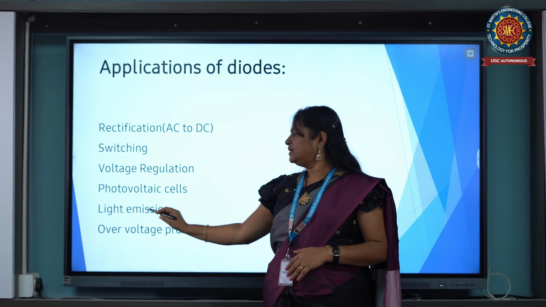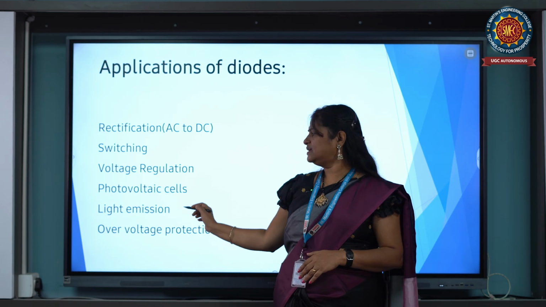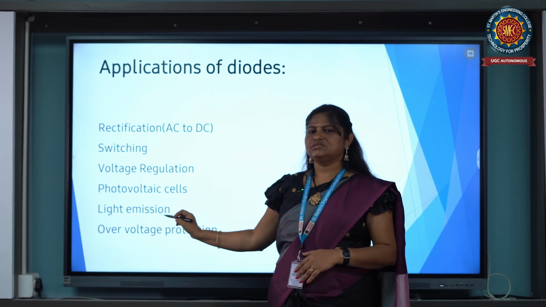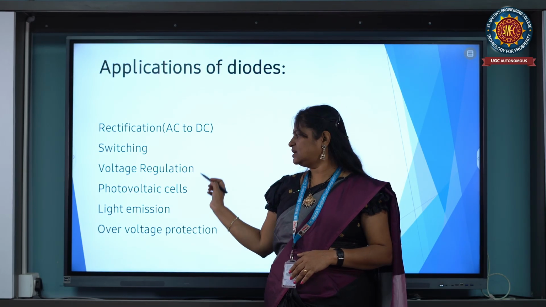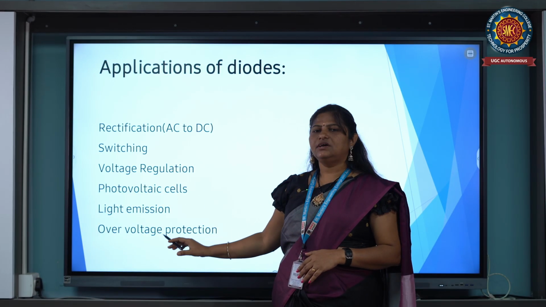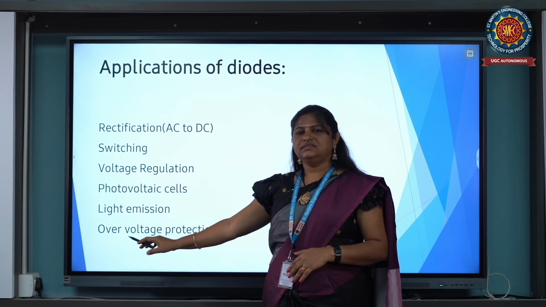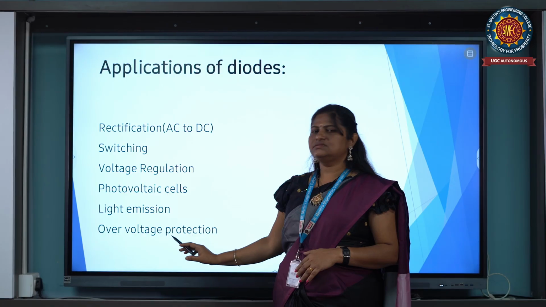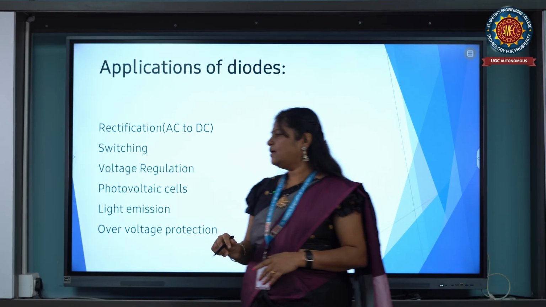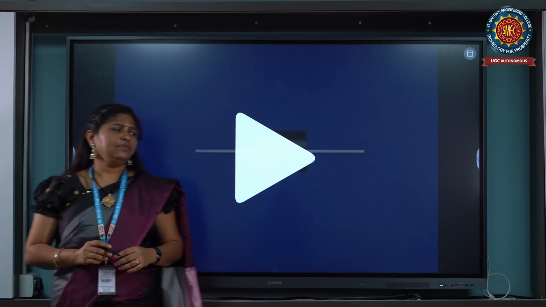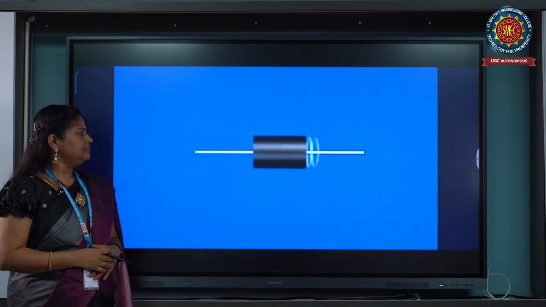And the next application of the diode is the light emitting diode or lasers or in light emissions, which converts electrical energy into light energy. And the diode is used in some circuits to protect the circuits from over voltages or surge voltages. This is about the diode applications. We have many applications for the diode. Now we'll see it with an animation video.